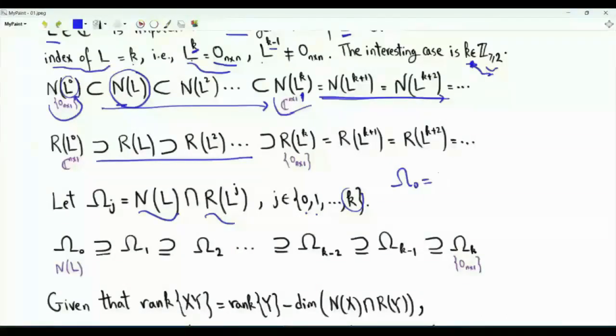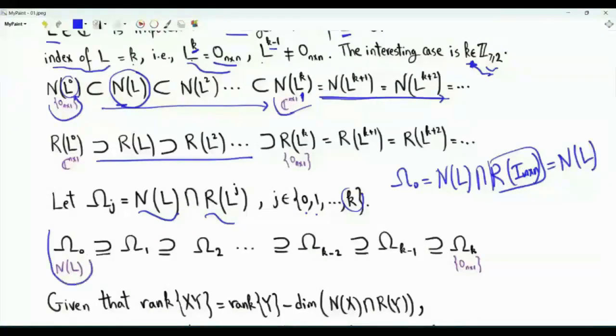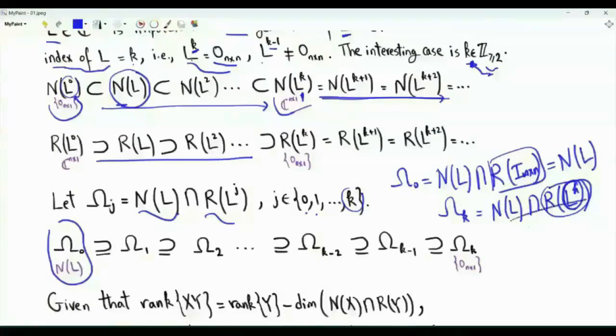What is omega 0? That's the intersection of the null space of L and the range of L to the power 0, which by definition is taken to be the identity matrix of size n by n. This range is the whole n-dimensional space, so this is the null space of L. Omega 0 is the null space of L. What is omega k? That's the intersection of the null space of L and the range of L to the k. But L to the k is the all zero matrix, and the range is just the all zero vector. This intersection is just the all zero vector.